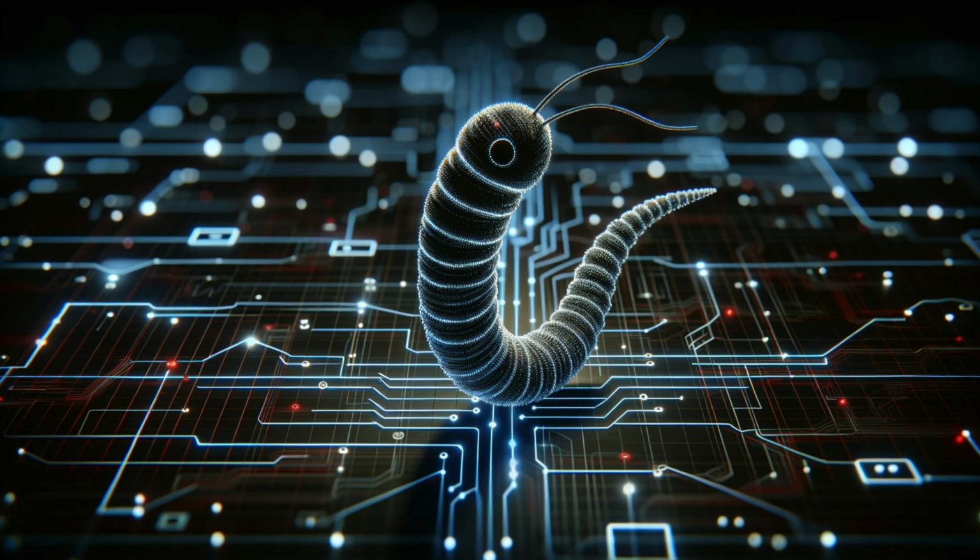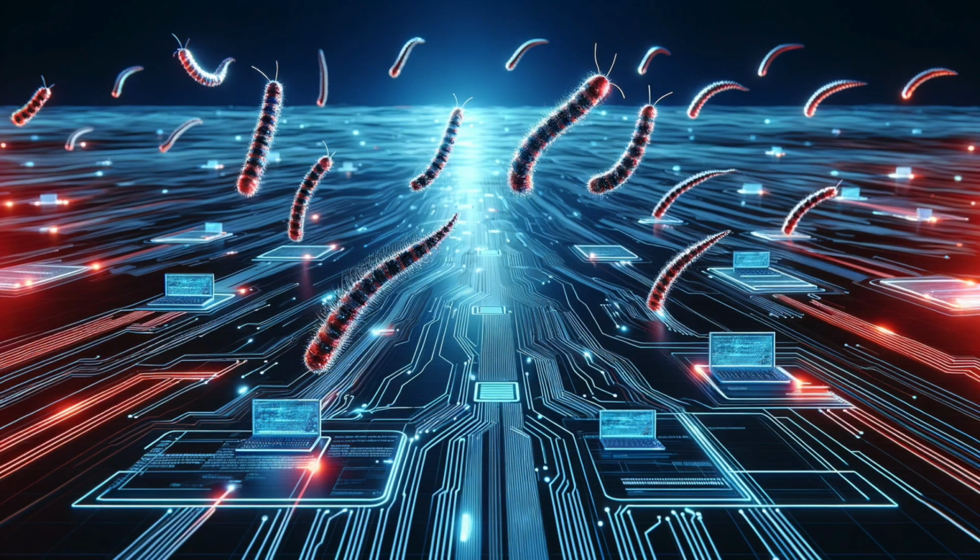Unlike viruses, which need a host file to spread, worms are standalone malware that replicate themselves to infect other systems. Think of a virus as a parasite that needs a host, while a worm is more independent, capable of moving through networks on its own. This autonomy makes worms particularly dangerous. They can spread rapidly, exploiting vulnerabilities in software and operating systems, often causing widespread damage.